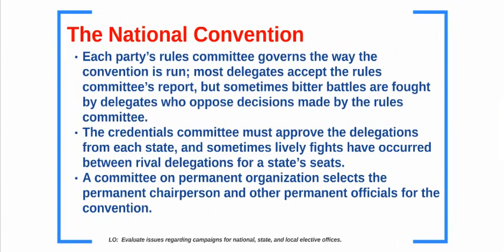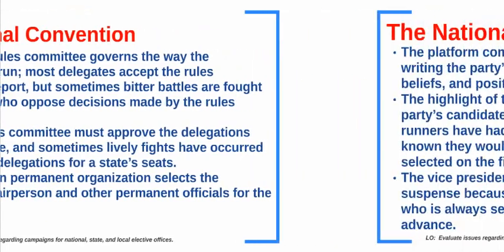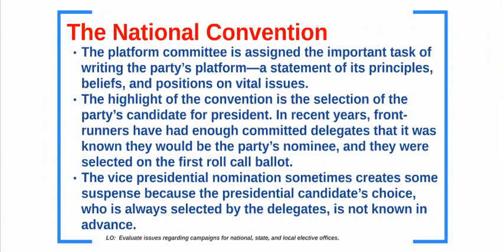Each party's rules committee governs the way that the convention is run. Most delegates accept the rules committee's report, but sometimes bitter battles are fought by delegates who oppose decisions made by the rules committee. The credentials committee must approve the delegations from each state, and sometimes lively fights have occurred between rival delegations for a state's seats. A committee on permanent organization selects the permanent chair and other permanent officials for the convention. The Platform Committee is assigned with the important task of writing the party's platform, a statement of its principles, beliefs, and positions on vital issues.